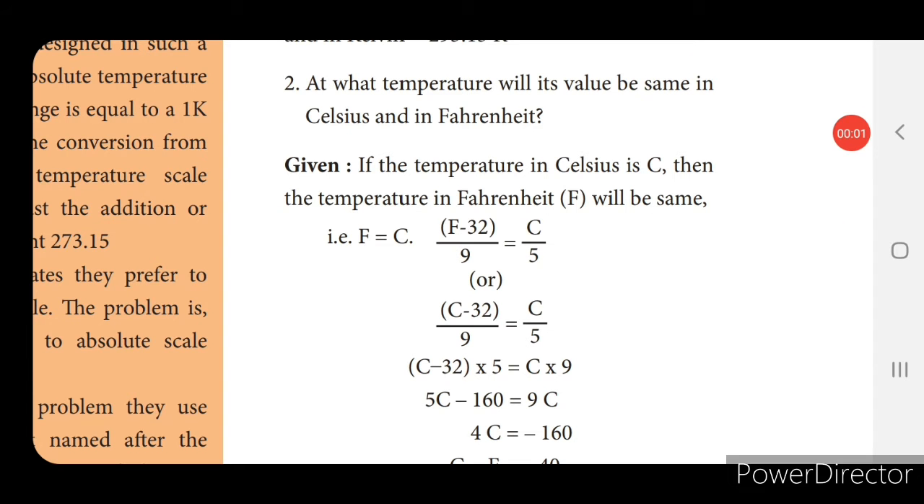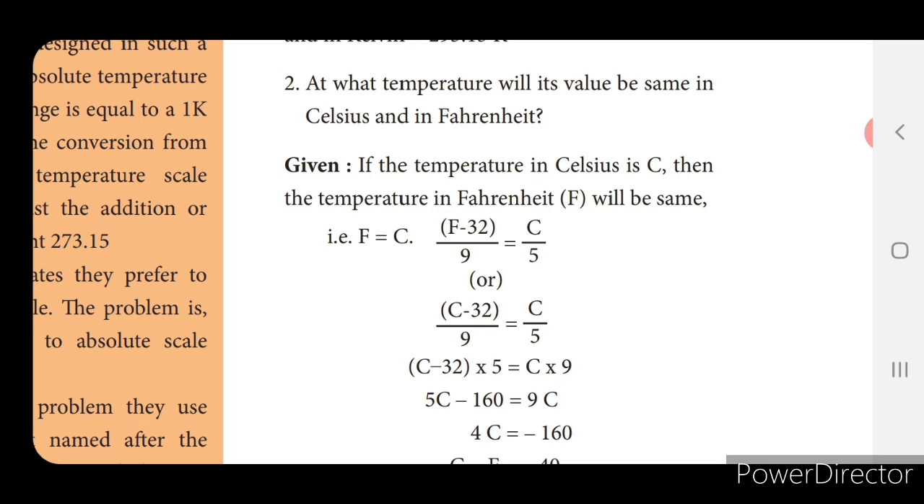So now we will see the second problem. At what temperature will its value be same in Celsius and in Fahrenheit? What they are asking, F is equal to C at what temperature? You have to find out. Okay. So if the temperature in Celsius is C, then the temperature in Fahrenheit will be the same. That is F is equal to C.